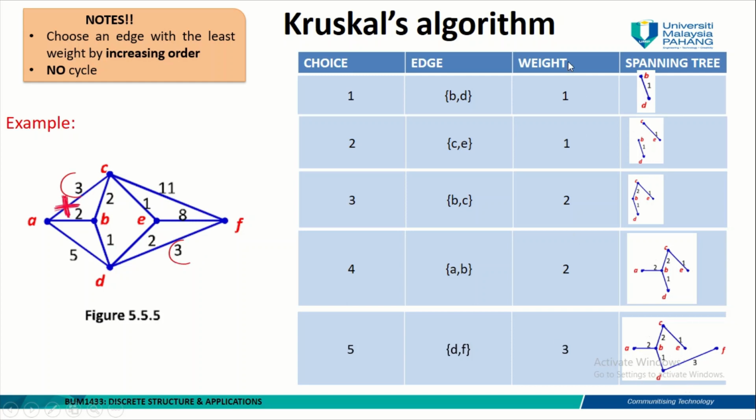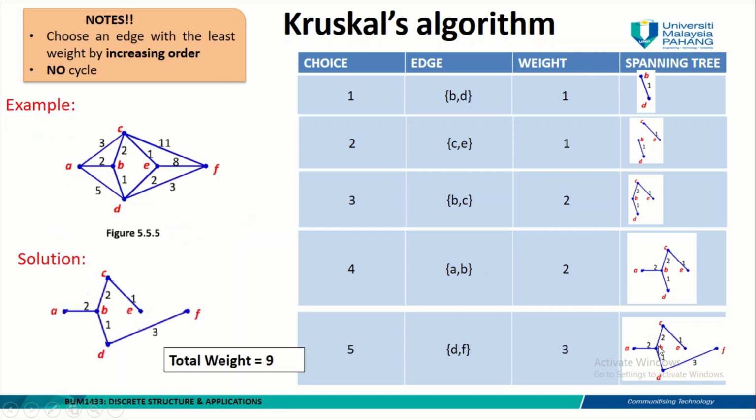And what we need to do next is total all the wedge in the table. So the total wedge is 9 and the solution of the spanning tree is like this. For the Kruskal, it's also the same. If you choose different edges at the start or different edges in the middle, you can have a different shape of the spanning tree, but the total wedge is still the same as the others. Okay.